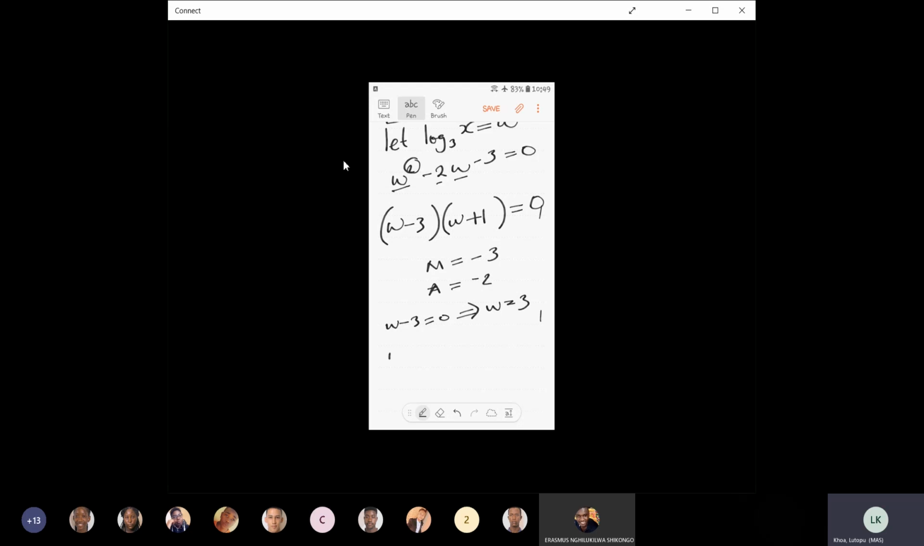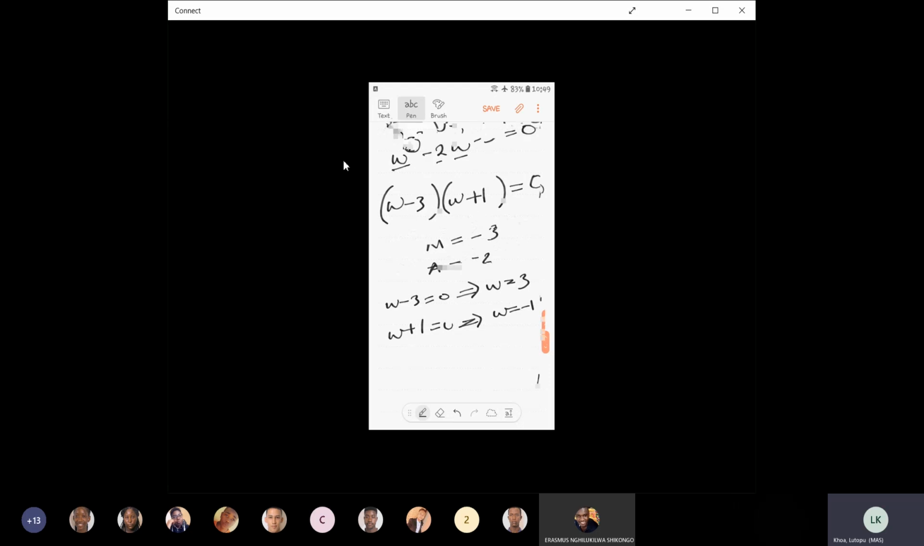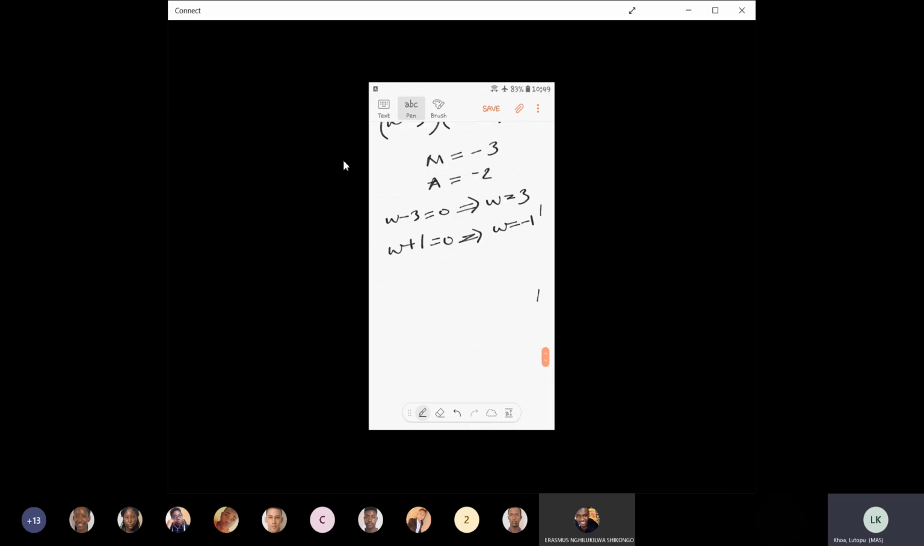And for the other one, w plus 1 is equal to 0. This means that w is equal to minus 1. But remember, w is not in the question. It's something that I let. So I need to go back and solve.